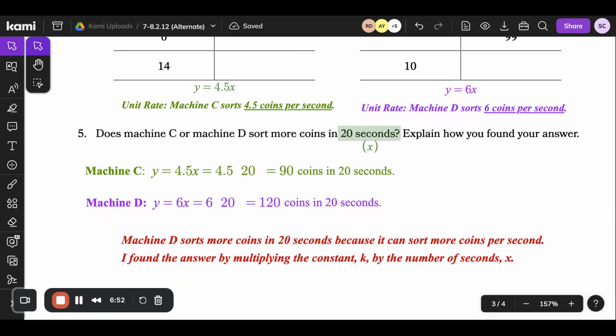And they ask us the exact same question. Which one sorts coins faster? So in this case, we would say machine D sorts more coins in 20 seconds because its constant of 6 is greater. It gets more coins sorted per second than machine C would.